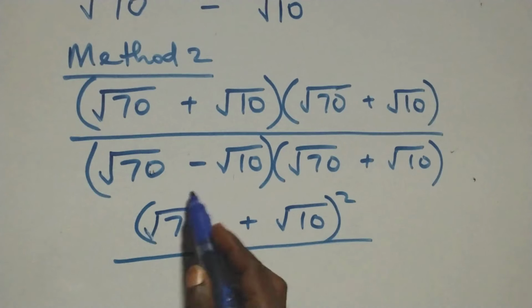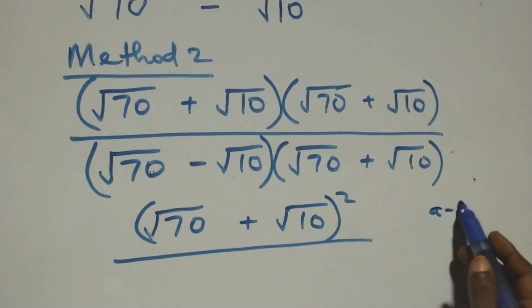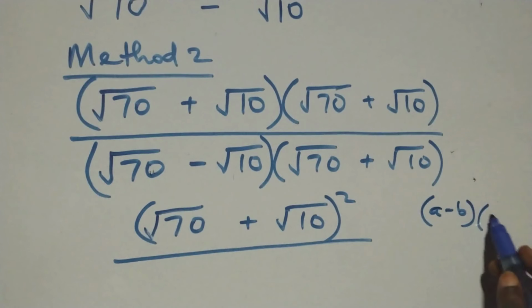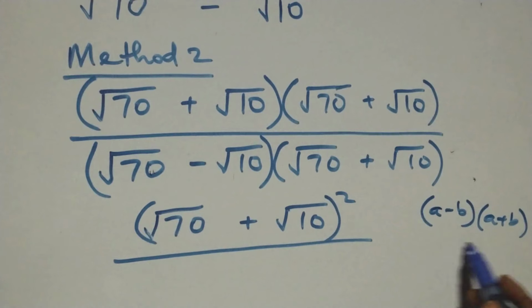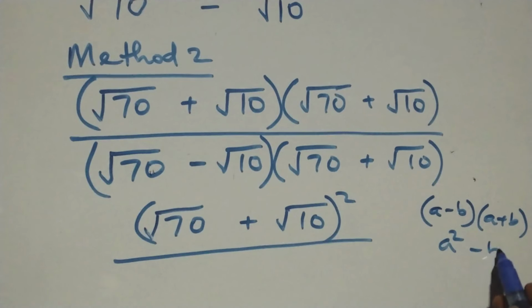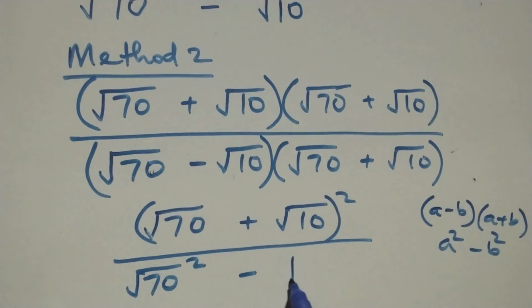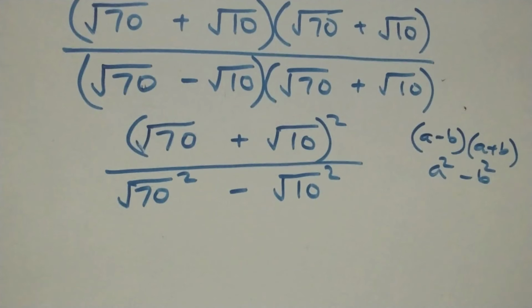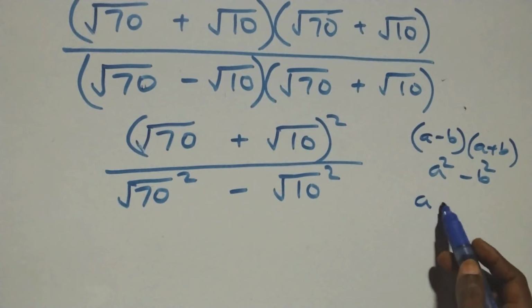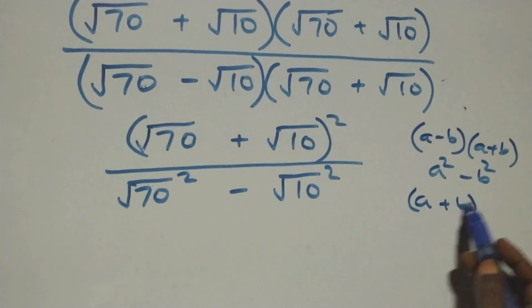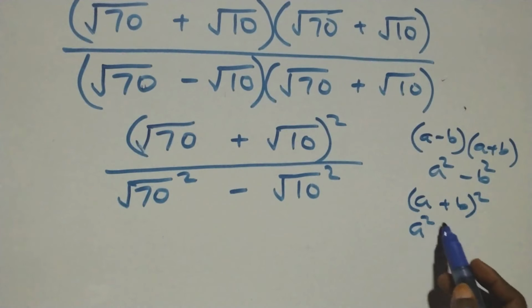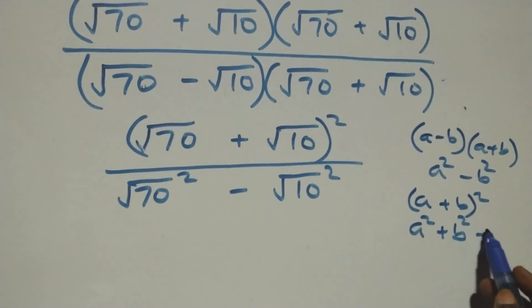Then divided by, this also follows when we have a minus b into bracket a plus b, which can be written as a squared minus b squared. As here, a is root 70, we have root 70 squared minus b, root 10, that's root 10 squared. Then the expansion here also follows when we have a plus b all squared, which is the same thing as a squared plus b squared plus 2ab.